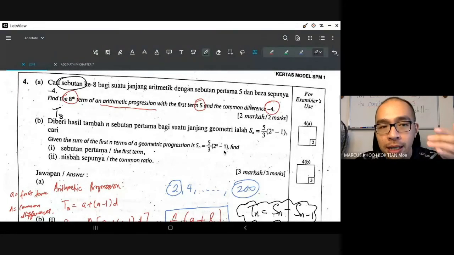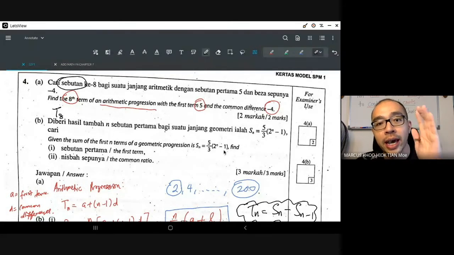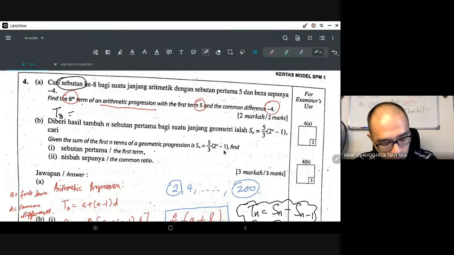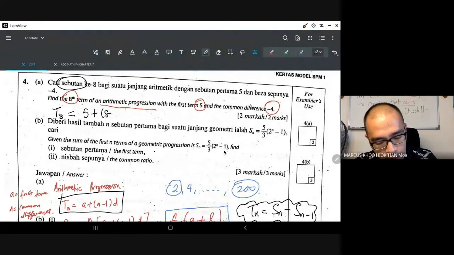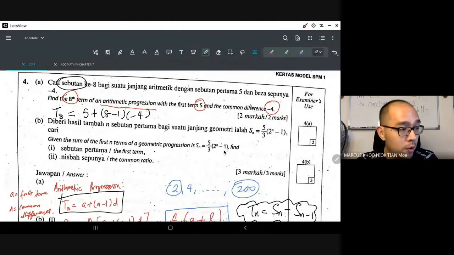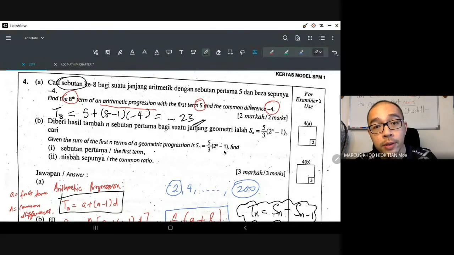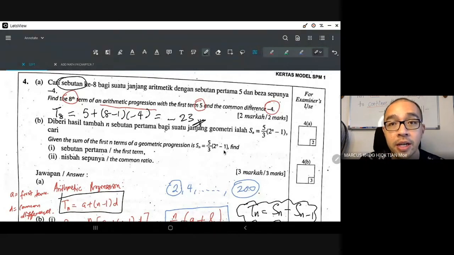Cari nombor ke-8 of an arithmetic progression where the first term is 5 and the common difference is -4. So the negative plays a very important role. So we use this formula, Tn equals a plus n minus 1 times d. So a is 5 plus 8 minus 1 times -4. And this will give you a very simple answer of -23, 2 marks. I know saya cakap panjang-panjang, because it's a revision.